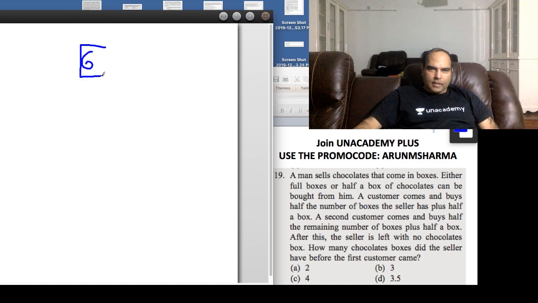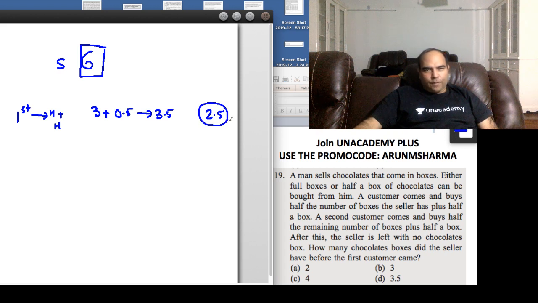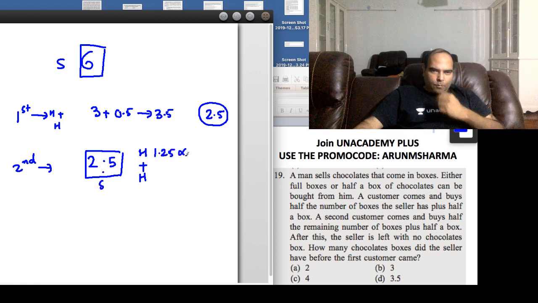First customer, if the seller has 6 boxes to start with, when he does half plus half, he'll take 3 plus 0.5. So he's going to take out 3.5 boxes, left with 2.5 boxes. The second customer comes, and now the seller has 2.5 boxes. And when the second customer does half plus half, half the boxes that the seller has will be 1.25. And that's again not possible because the question clearly says that.